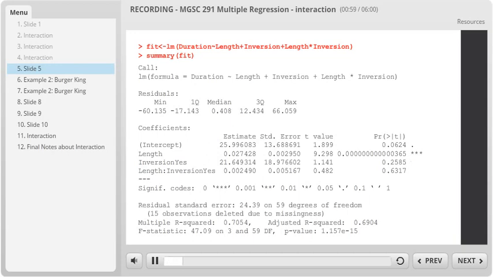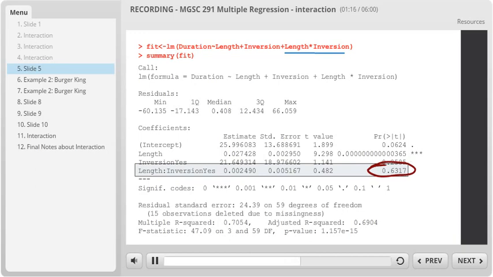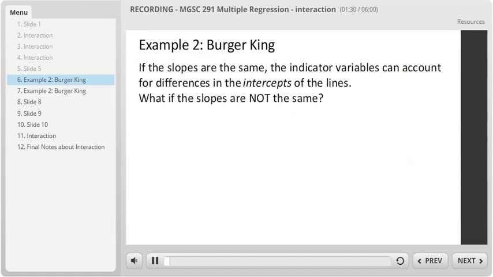Here is the output of a multiple regression of duration on length and inversion with an interaction term. Notice that we have added an interaction term to the model as length times inversion. We see that the interaction term is not significant, so it is okay to assume the effect of an inversion in the coaster is just additive. We can remove the interaction term and rerun the model with only the length term and the inversion term. As we saw in our last lesson, if the slopes are the same, the indicator variables can account for differences in the intercepts of the lines.